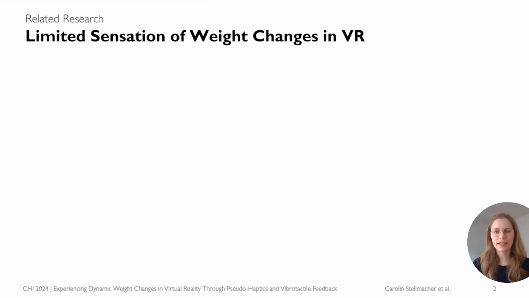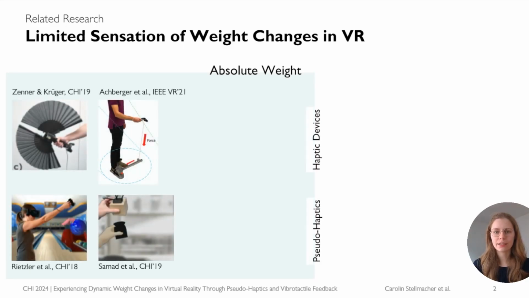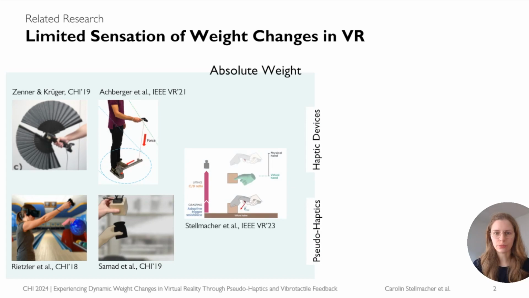Conveying a sense of object heaviness in VR has been a challenge. The majority of previous research focused mainly on conveying absolute weights using haptic devices, pseudo-haptics, or a combination of both. However, there is limited research on simulating a change in object weight, for example, when filling a virtual glass of water. This lack of responsiveness of the haptic feedback during the interaction limits a comprehensive experience of objects in VR.